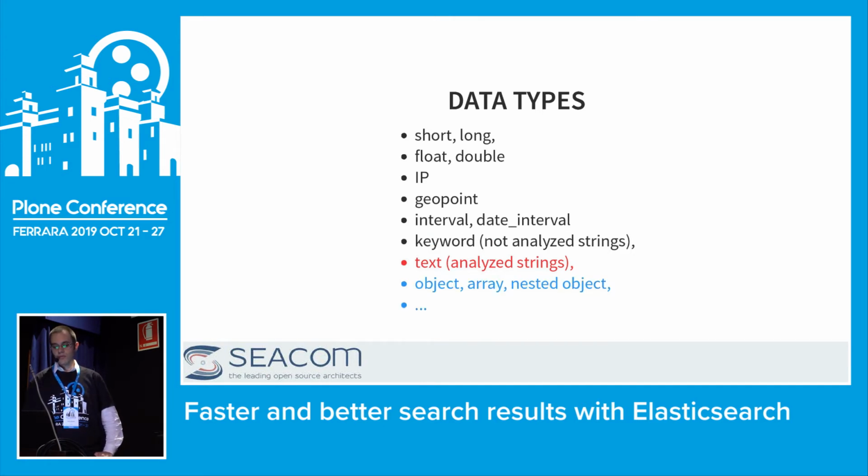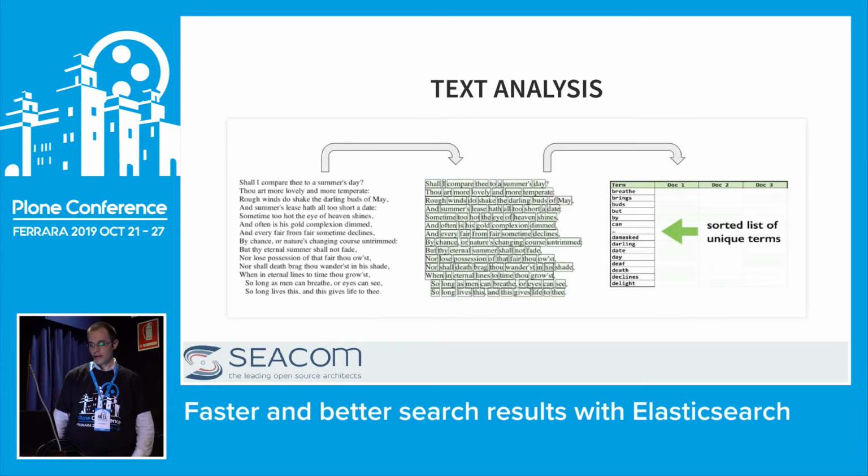So what do I mean when I say that texts are analyzed strings? We take a text, we divide it into tokens, and we can do some other things like stemming, like applying synonyms, and then we index the results in an inverted index. And so when I'm doing a query, I just look in the inverted index for which documents have that term that I'm looking for.